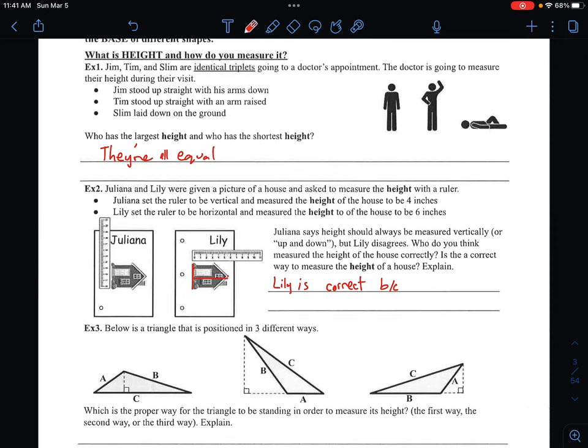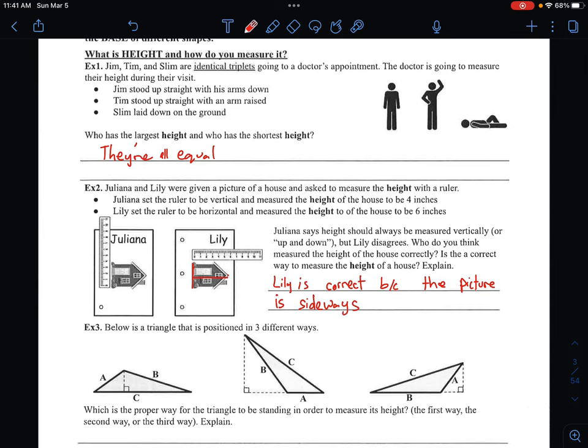because the house is sideways. The picture is sideways. And the bottom is, as we explained, on the left side of the page and the top of the house is on the right side of the page.